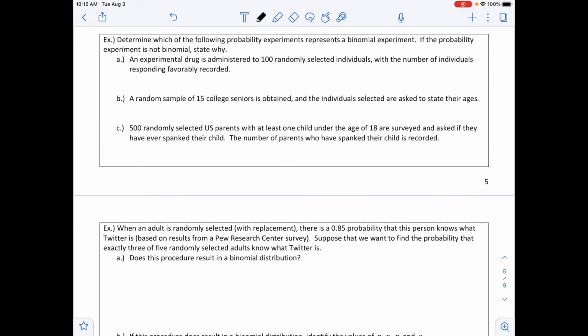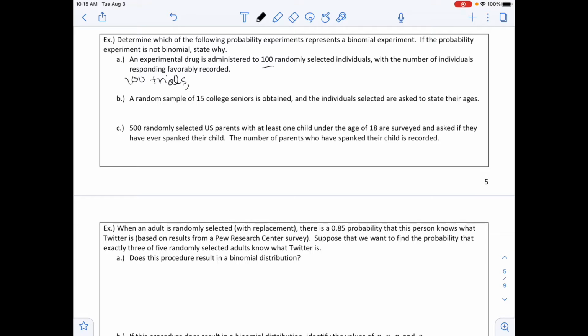The example says, determine which of the following probability experiments represent a binomial experiment. If the probability experiment is not binomial, state why. A says an experimental drug is administered to 100 randomly selected individuals, with the number of individuals responding favorably recorded. So first thing is there are 100 trials. So it's a fixed number.